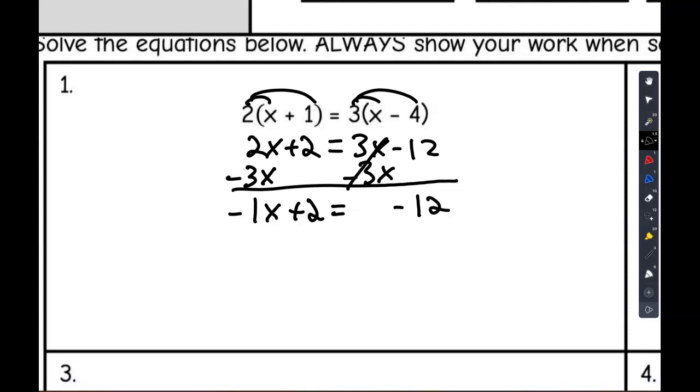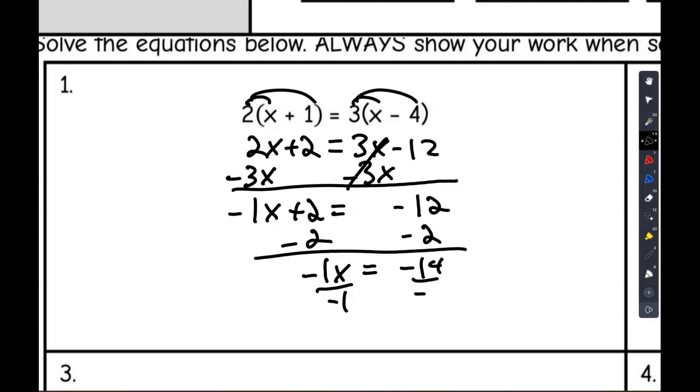All right, next I'm going to deal with this constant first. Subtract 2 on both sides. Same sign, find the sum. That gets us negative 14. Bring down this negative 1x equal to negative 14. Divide by negative 1. And x is equal to a positive 14.